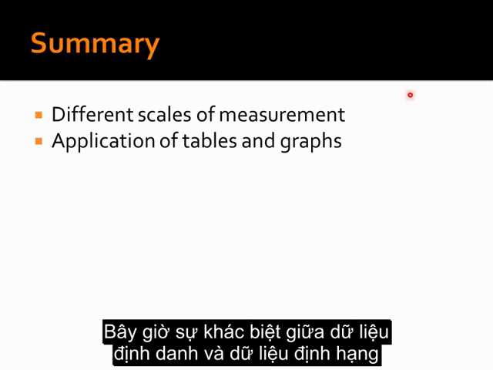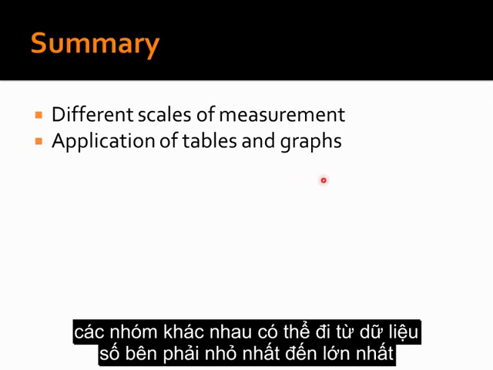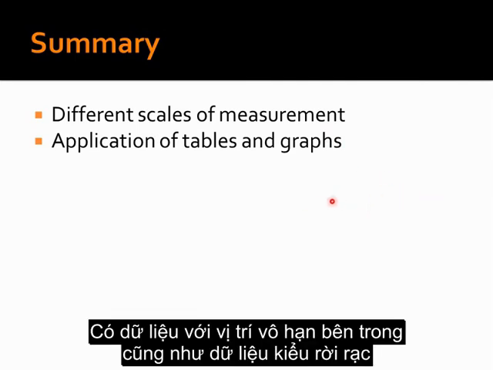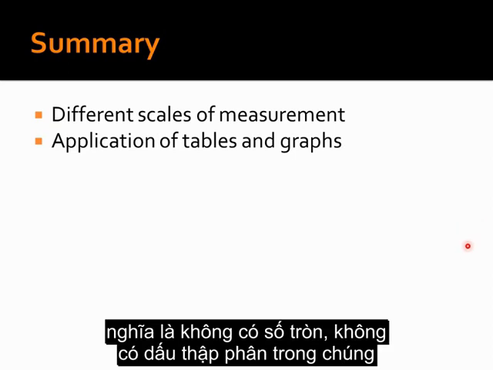Now, the difference between nominal data and ordinal data is in terms of order. Ordinal data tend to have inherent order inside them. There are different groups that maybe go from smallest to biggest. All right. Numerical data has two kinds as well. There's the continuous type data, where there's infinite precision, as well as the discrete type data, where the data inside is inherently integers, meaning they're round numbers. There are no decimal points in them.